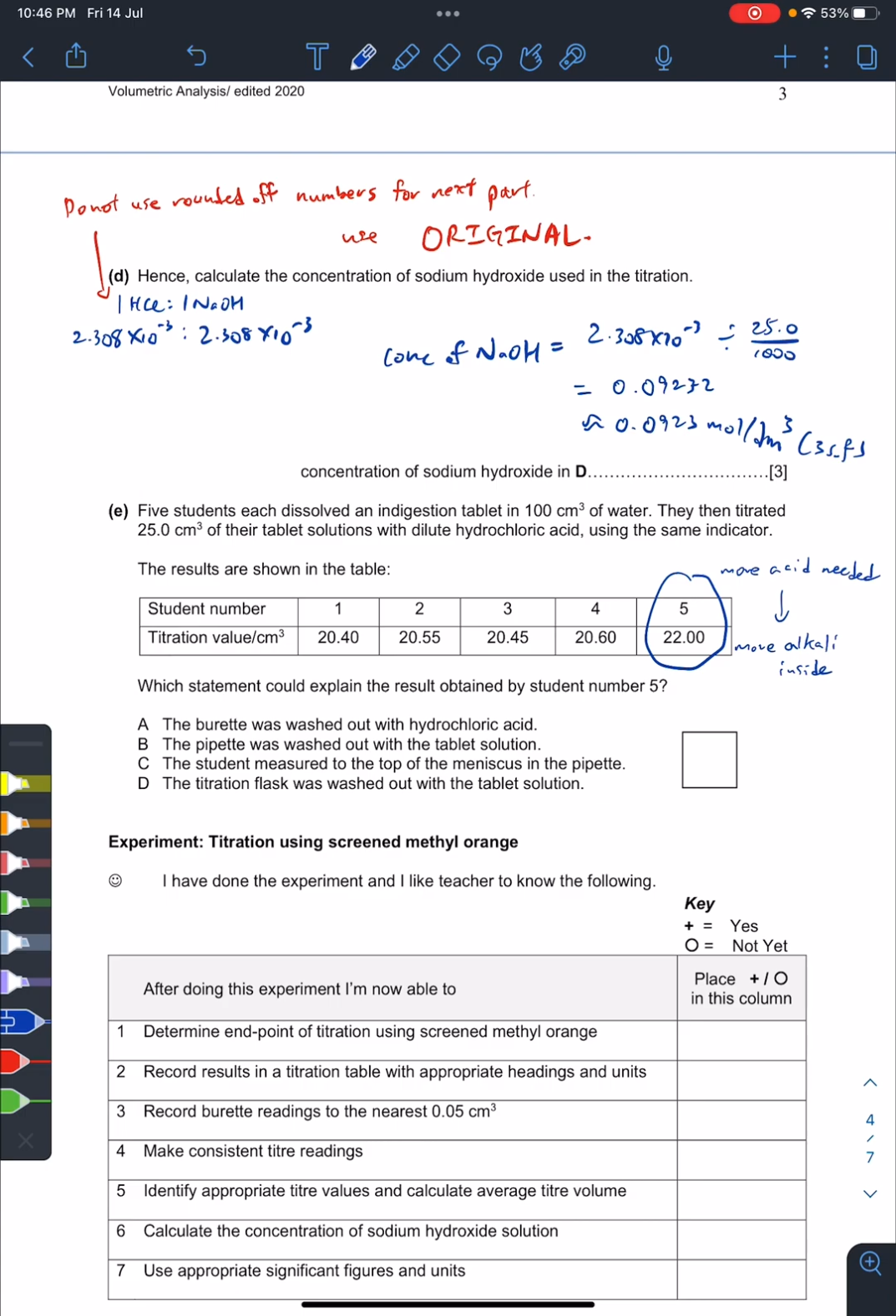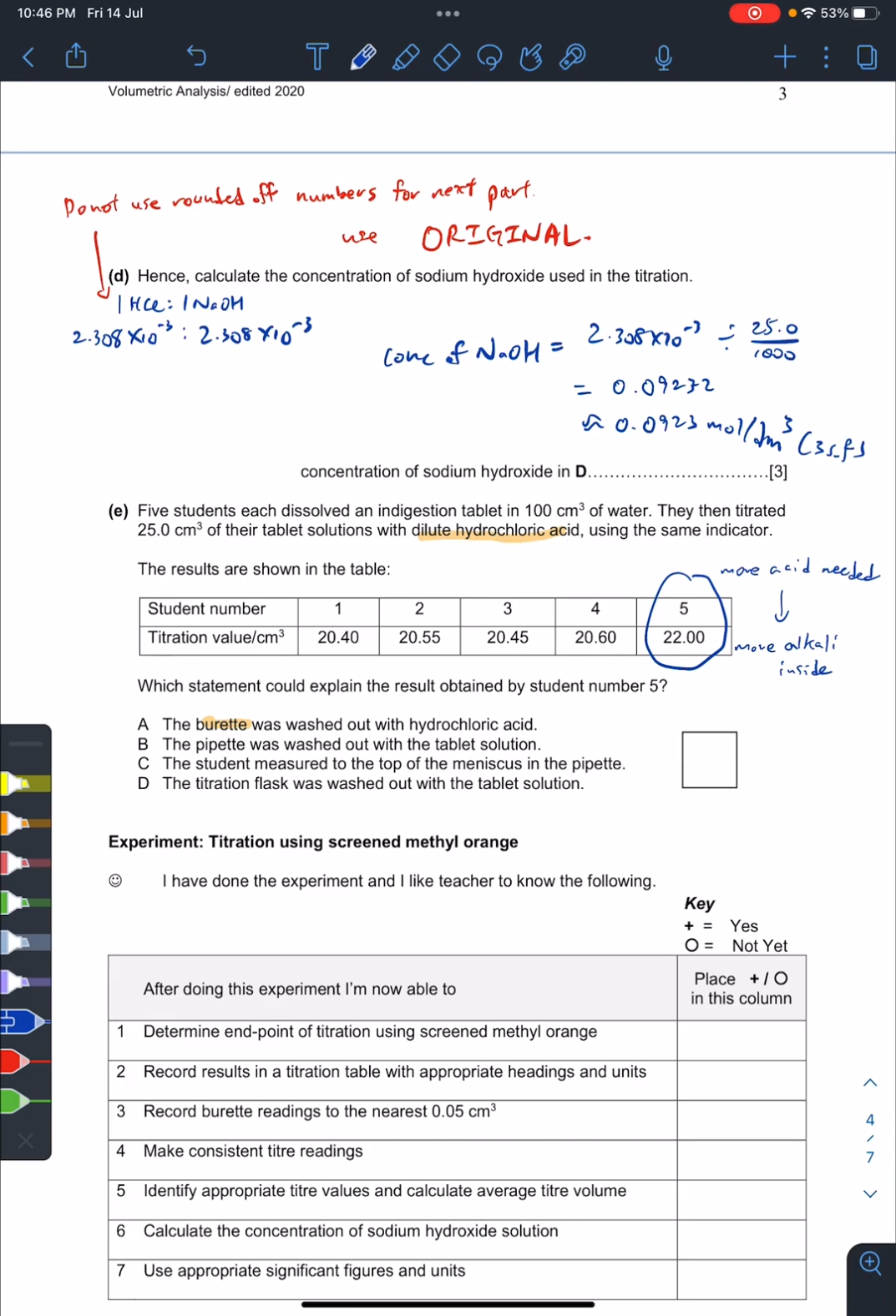Then let's take a look then. A, the burette. So okay, I color code for you. Burette is supposed to be titrated with HCl. HCl is your burette. So you will fill your burette with HCl in real life. So if you wash with HCl, correct what? That's a proper procedure. So nothing wrong, which means this is not the error.